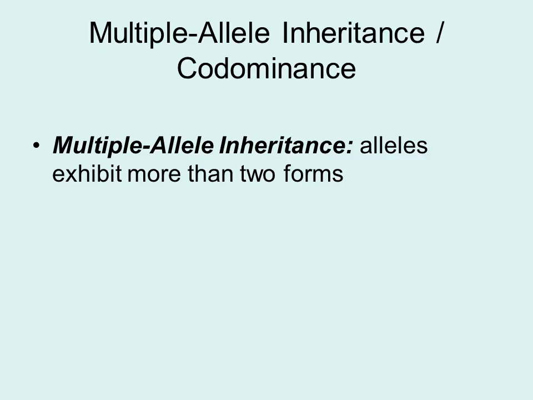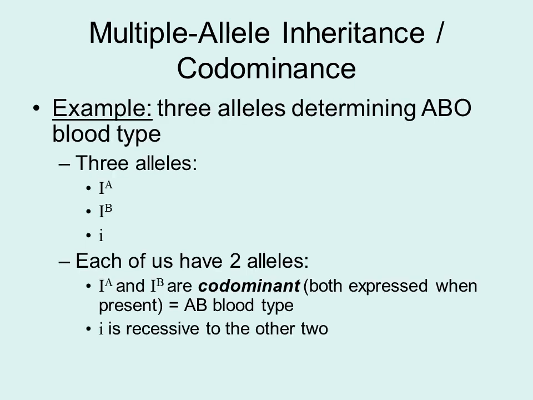Multiple-allele inheritance, oftentimes called codominance, means that several alleles may be expressed equally. The classic example for this is blood type. There are actually 3 different possible alleles, but each individual will only have 2 of those.